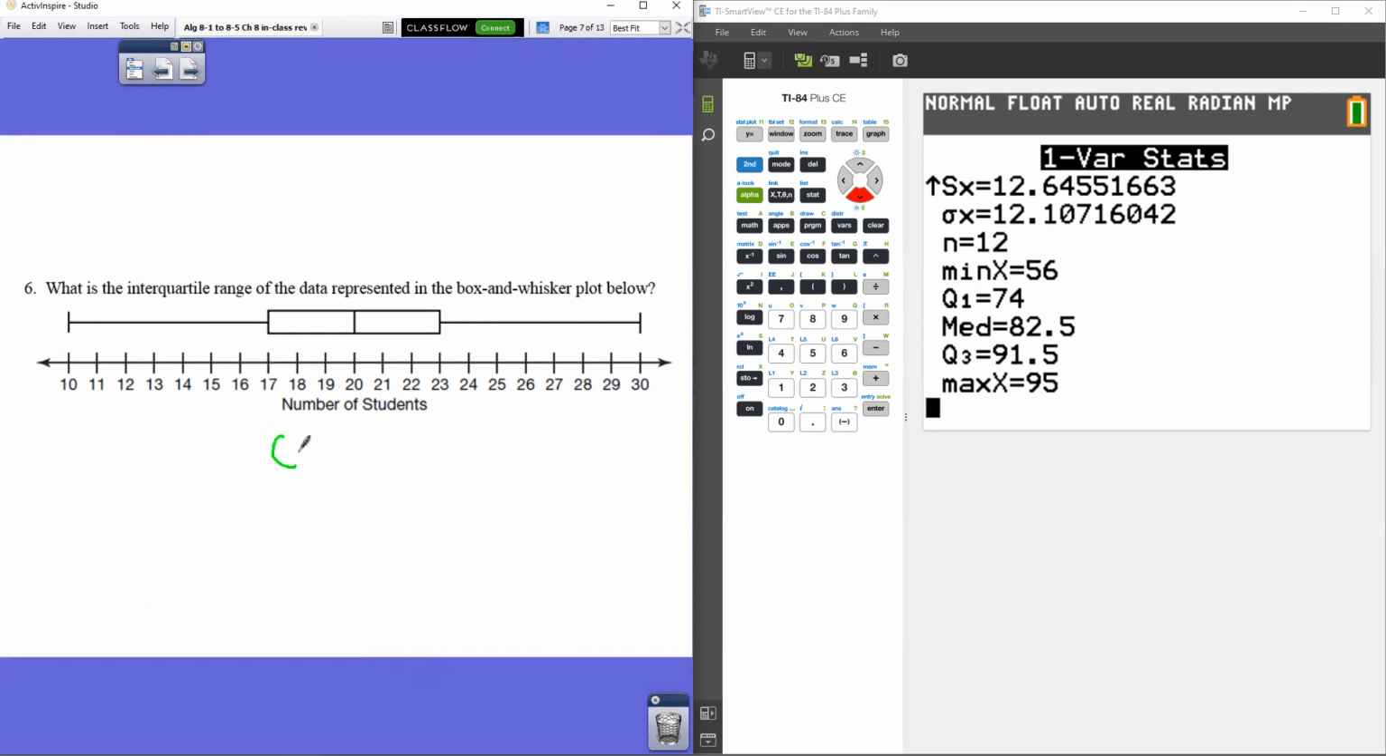So the interquartile range is Q3 minus Q1. Q3 and Q1 are the edges of the boxes. This is Q1 and this is Q3. So Q3 is 23, Q1 is 17. 23 minus 17 gives you 6. So that would be the IQR.